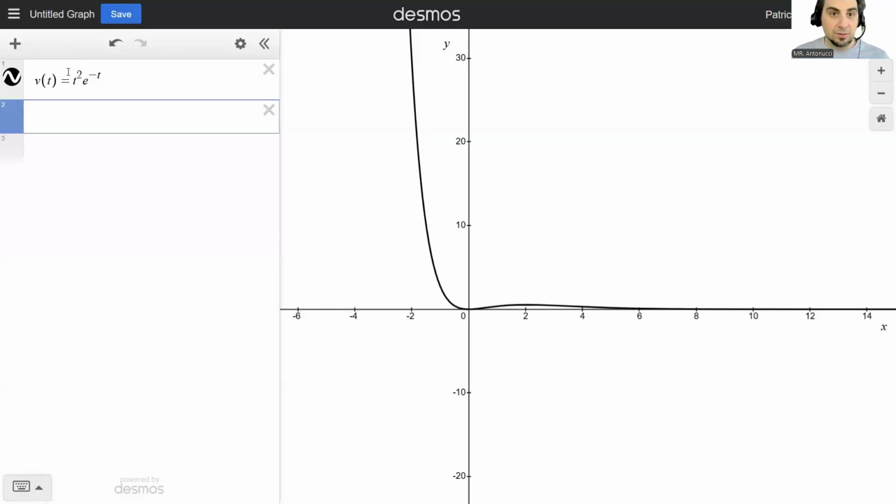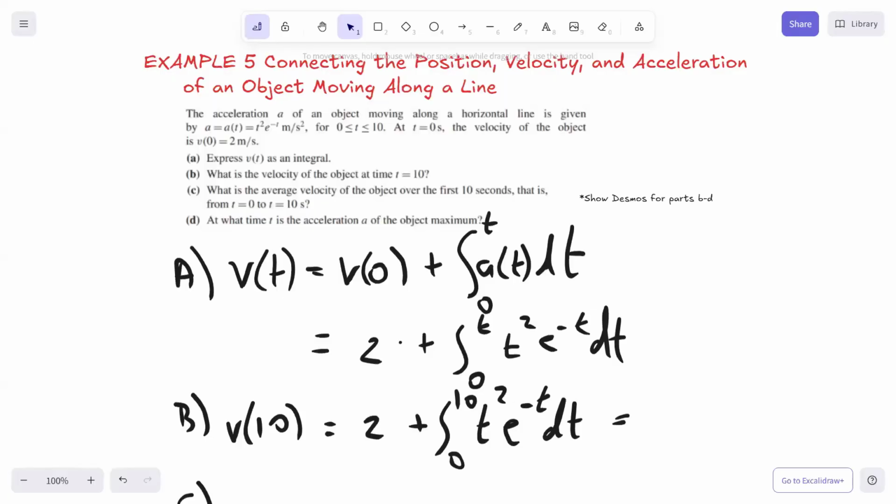So to get v of 10, it was the initial position, or excuse me, the initial velocity, which was 2, plus the integral from 0 to 10 of v of t dt. So 3.994. So at t equals 10, the velocity is approximately 3.994 meters per second. Okay, so let's do part C now.